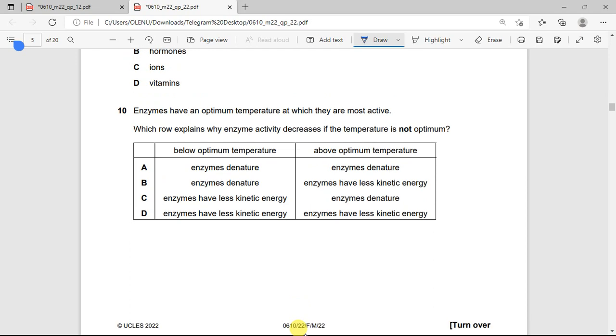Now, enzymes have an optimum temperature at which they are most active. Which row explains why enzyme activity decreases if the temperature is not optimum? Below optimum temperature, enzymes do not denature, so I know A and B are wrong. Enzymes have less kinetic energy, that's correct at low temperature. At above optimum temperature, enzymes will denature. So the answer to this question will be C.